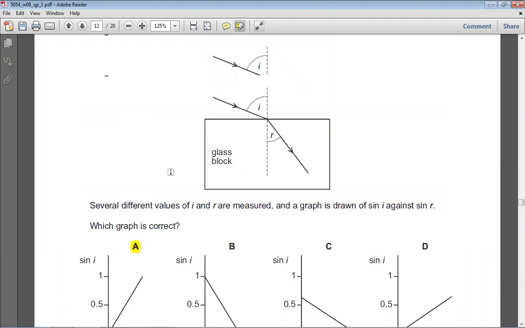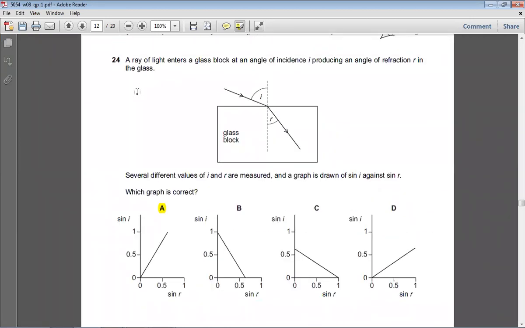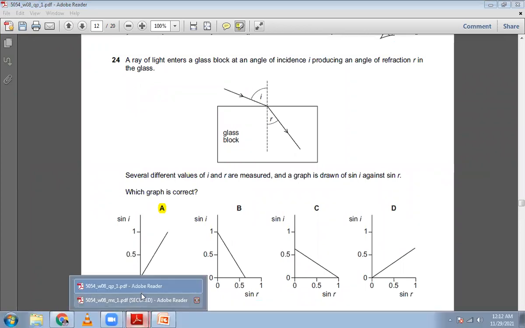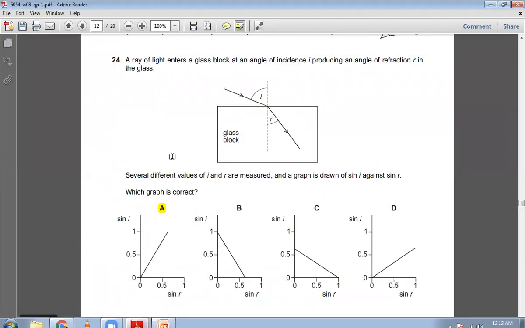Question number 24. I think A is the right answer, sir. Let's check. Yeah, question number 24, A is the right answer, sir.